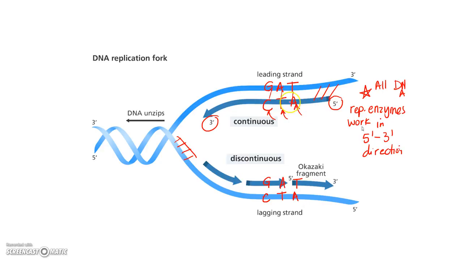So since this one can go smoothly 5 to 3 all the way across, that's continuous. And we call that the leading strand because it doesn't have to wait for anything. It just continues on, and as it unwinds, it just goes for it. This one, it's not one continuous piece. It's going to be in fragments. And so since this piece has to wait for it to unwind a bit so that enzyme can get in there and lay down some track, it's called the lagging strand. All right, and where this separates, that's called the DNA replication fork.